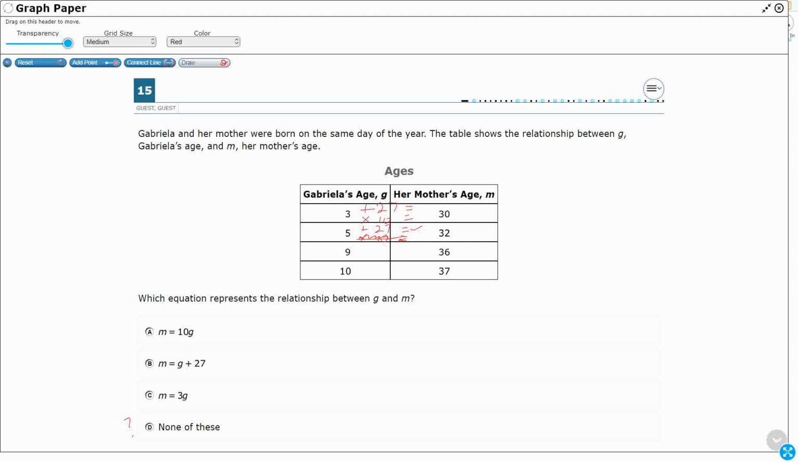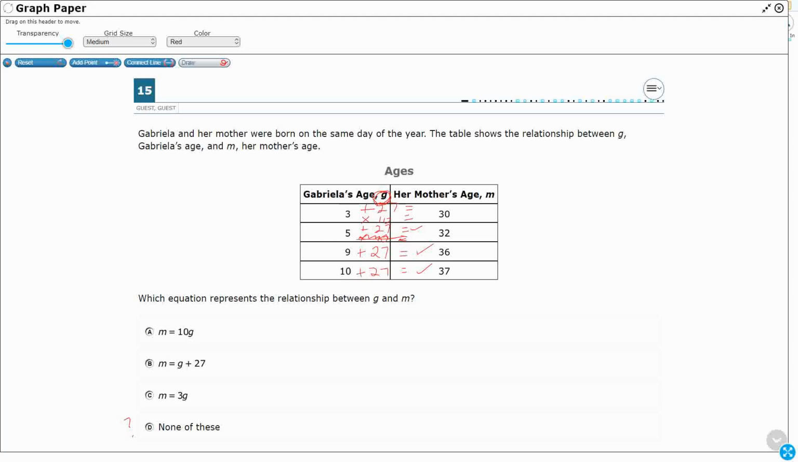Okay, so let's check this plus 27. So 9 plus 27, does that equal 36? Yes. And then 10 plus 27, that's easy. That is a 37. Okay, so it looks like we've got a plus 27. Now, how do we write that as one of these expressions here? Because once again, we do have a D, none of these. Okay? So this is what we're doing here.